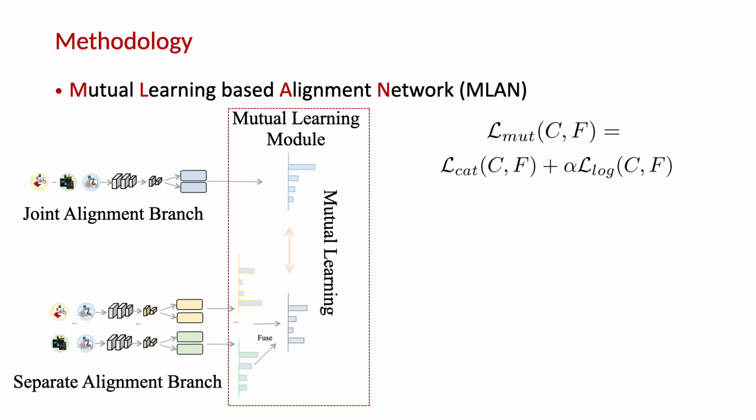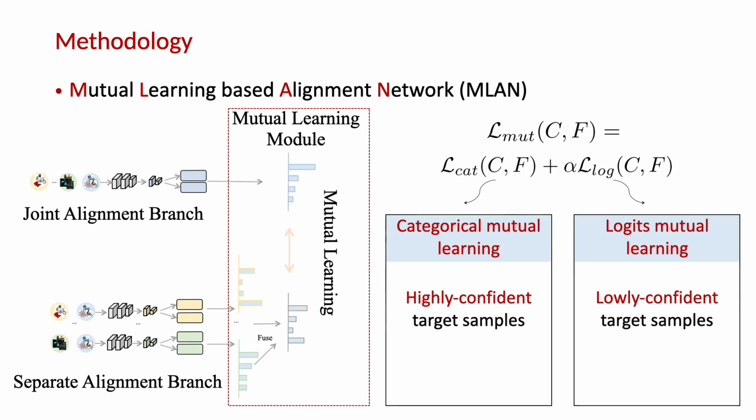Based on the above analysis, we present a mutual learning-based alignment network, MLAN. MLAN contains three modules: a joint alignment branch, a separate alignment branch, and a mutual learning module to utilize the complementarity of the two branches for better results. In the mutual learning module, categorical mutual learning is designed to enable the two branches to communicate their highly confident predictions, while logit mutual learning is designed for communicating about those lowly confident predictions.